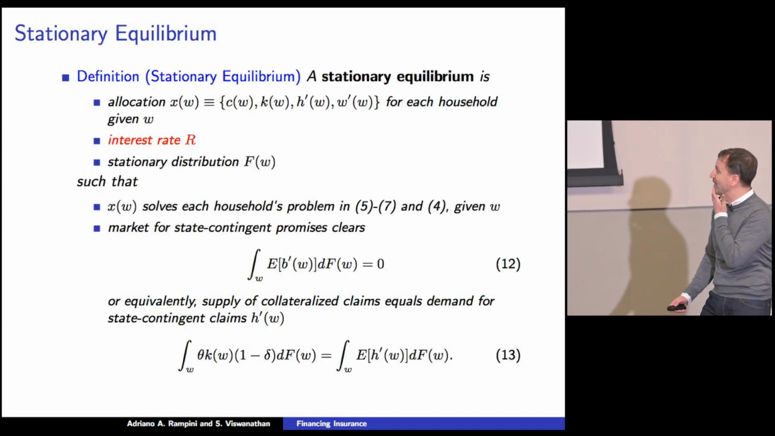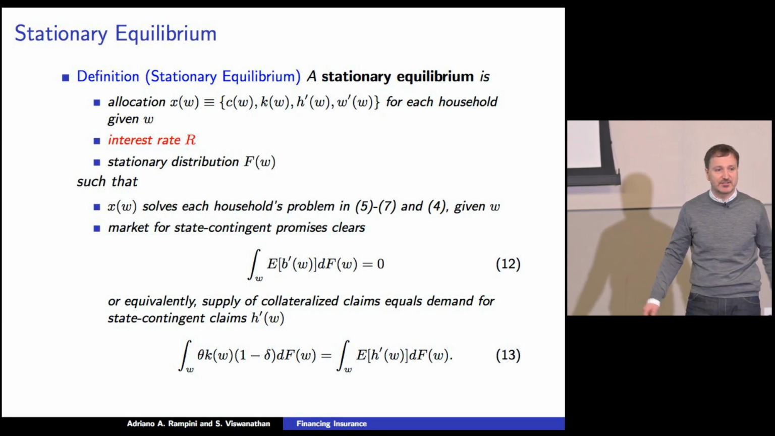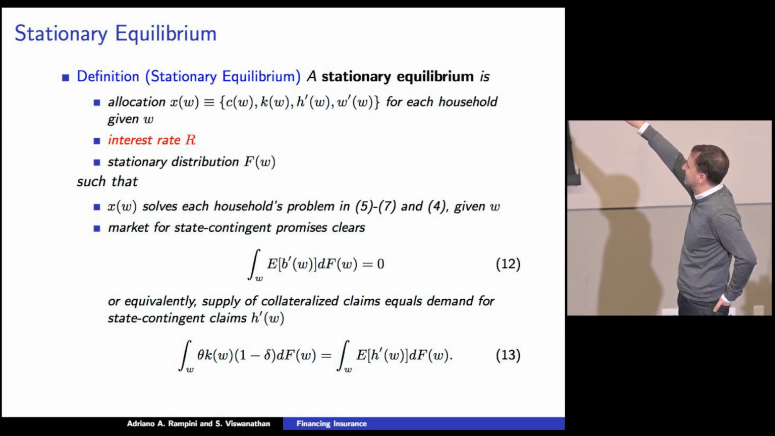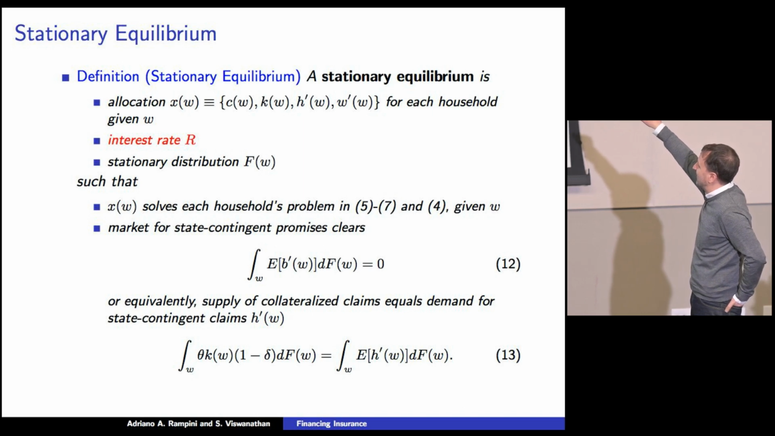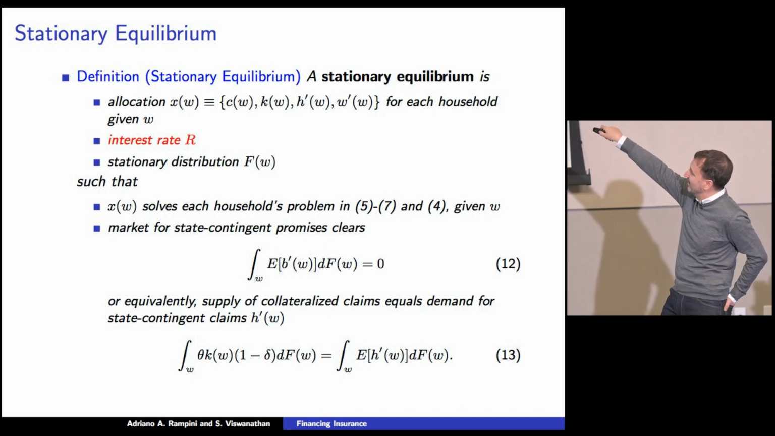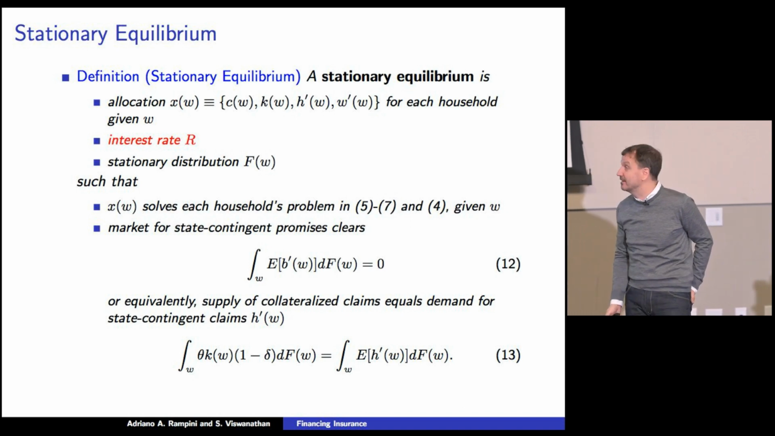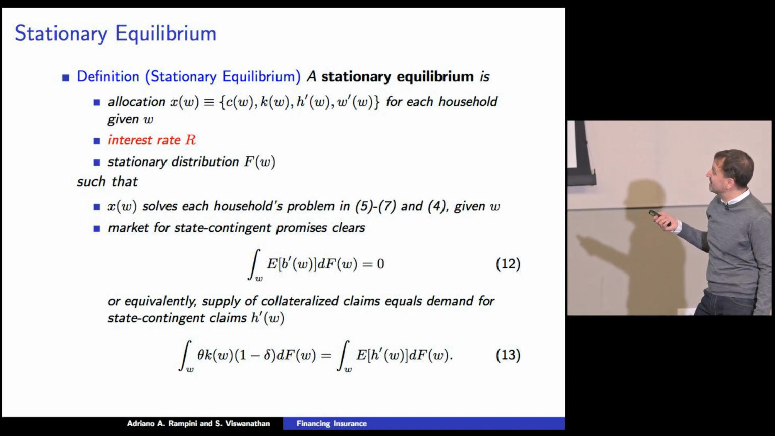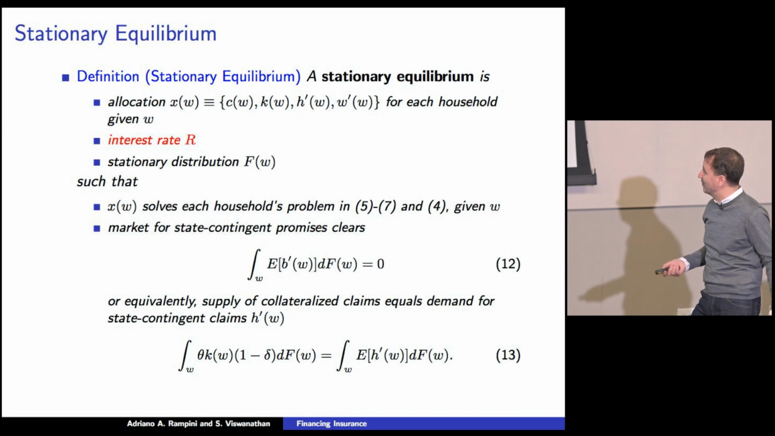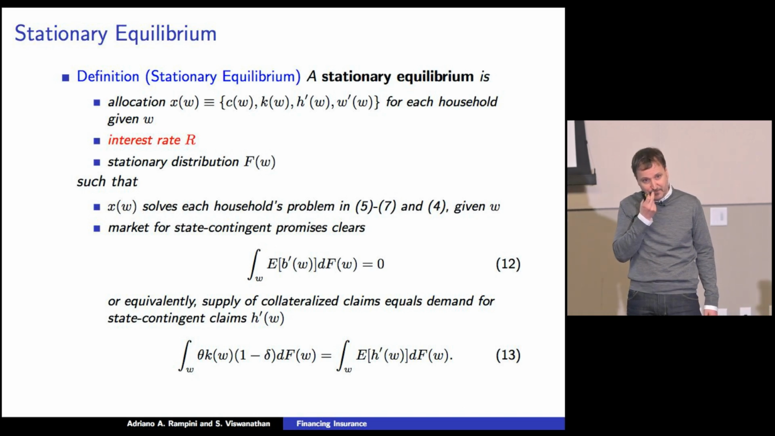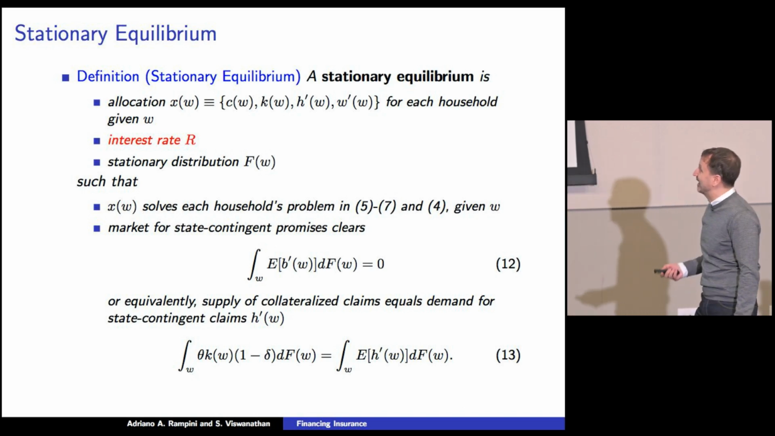All right, so let's see how this goes. For simplicity here, I'll do IID shocks. So here's a stationary equilibrium in this economy. There are these households. They can eat and buy houses. They can buy insurance claims. The key price that is determined in equilibrium is the interest rate. There's a stationary distribution on net worth. Households optimize, and then there's a market clearing condition for collateralized claims.